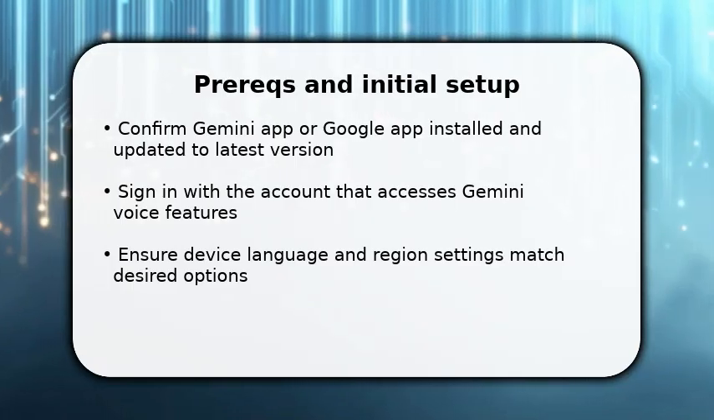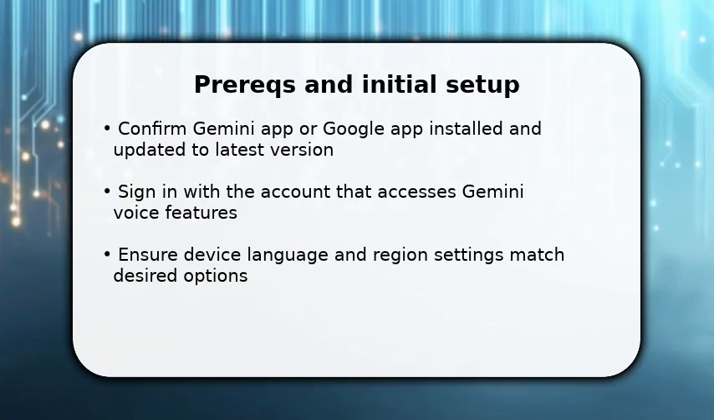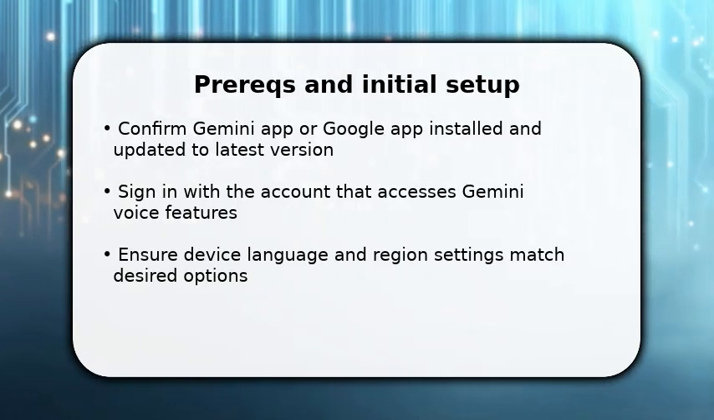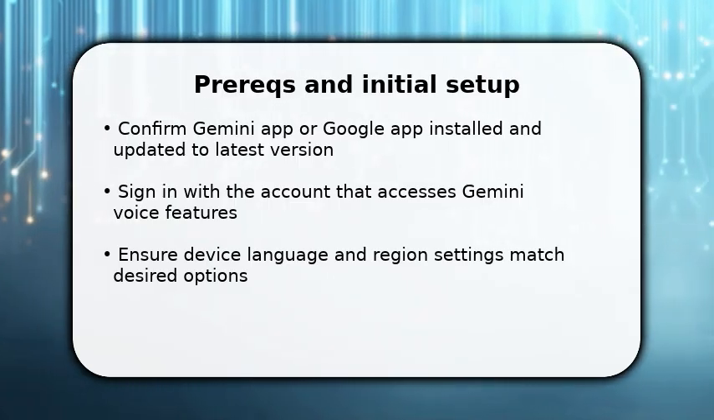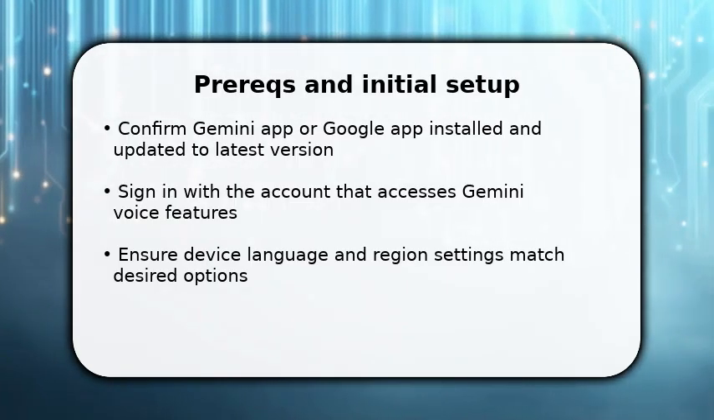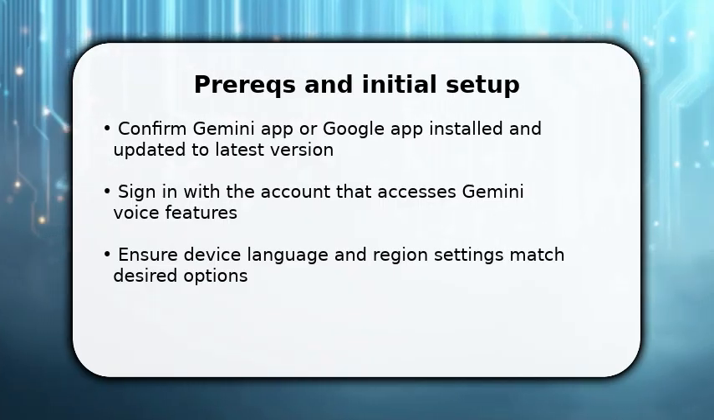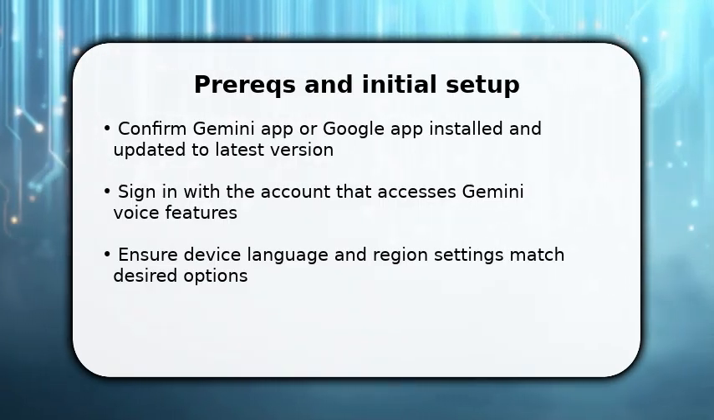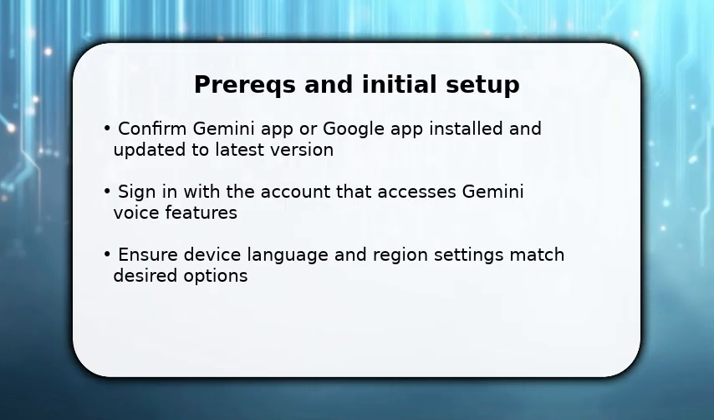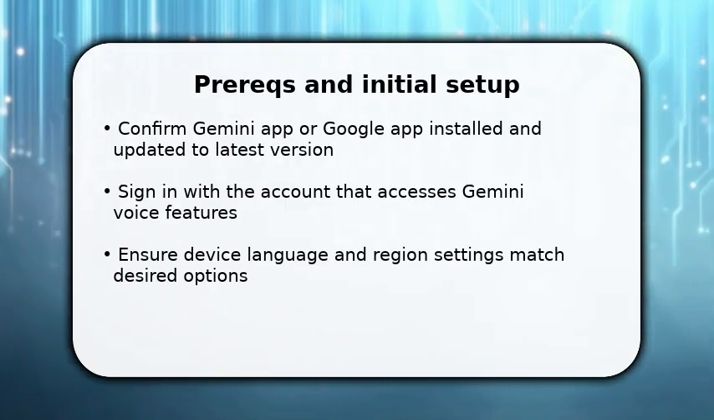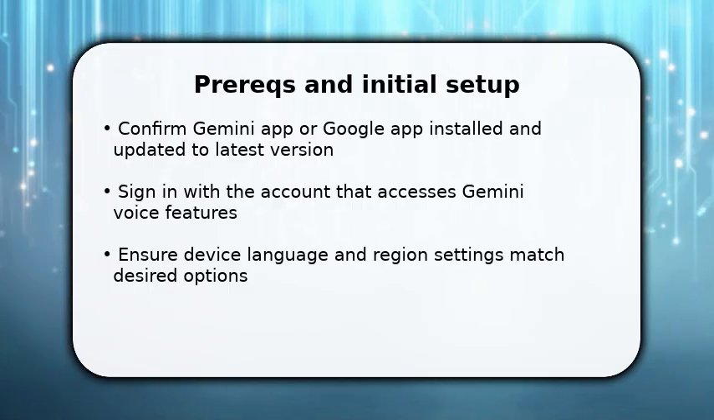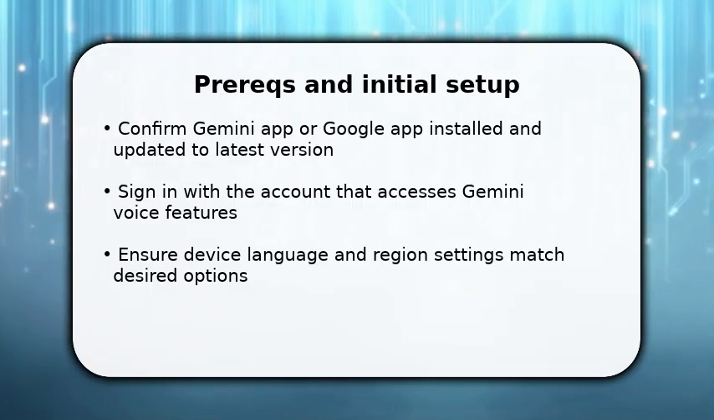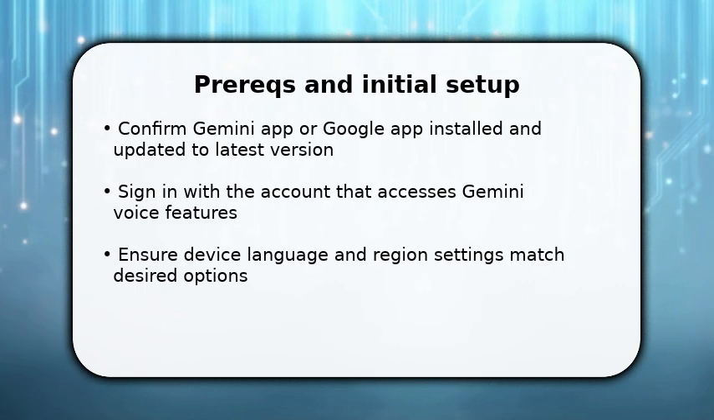You'll start by confirming prerequisites and taking the first actionable steps. Open the Google or Gemini app and sign in. Make sure the app is updated. Once done, check your device language and region settings so Gemini has the correct baseline. Then tap the profile or settings icon, navigate to the voice or assistant section, and choose voice settings. You're now positioned to change the voice language. These initial checks prevent mismatches and missing options later.